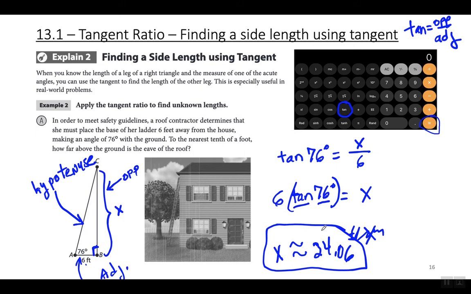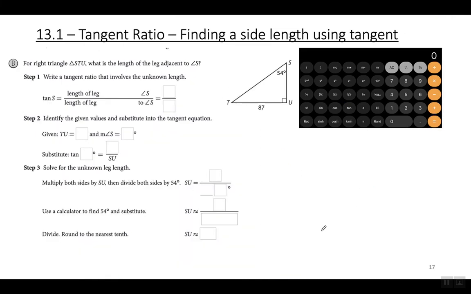All right, let's go to another example, which will change things slightly. All right, so let's look at this one. It says for right triangle STU, what is the length of the leg adjacent to angle S? I'm going to do it my own way here. I think it'll be easier for you guys to understand.